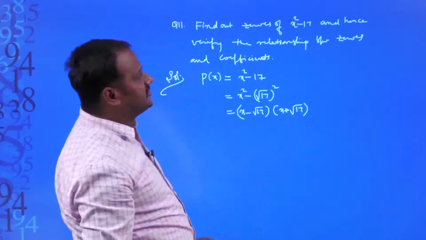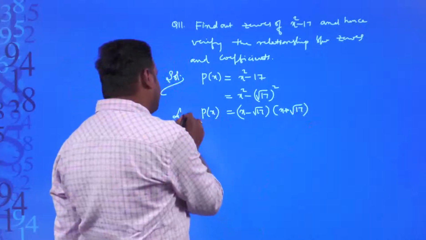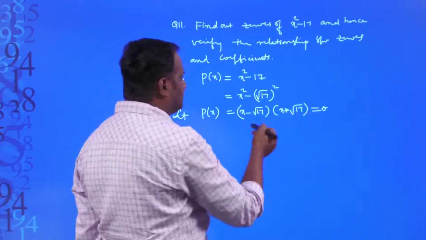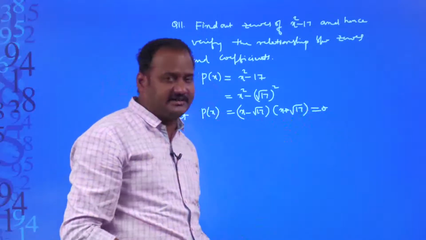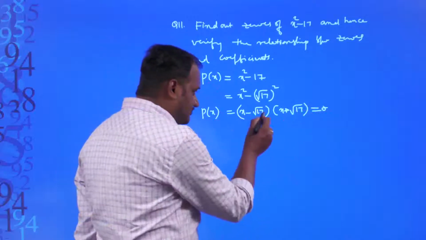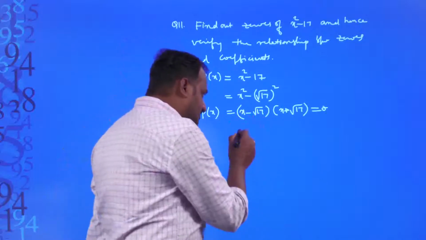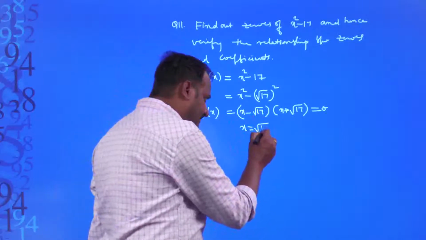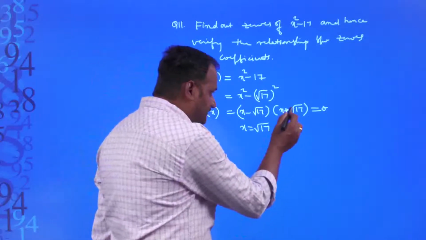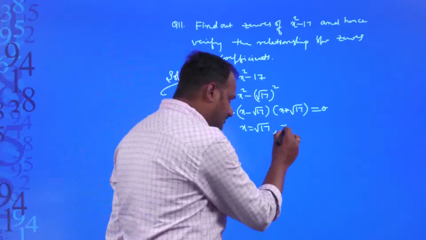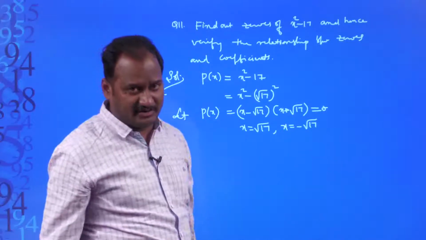Now I am going to find out zeros of the polynomial. To find out zeros of the polynomial, let p of x be equal to 0. When the product of two terms is equal to 0, either the first term is equal to 0 or the second term is equal to 0, meaning x minus root 17 equal to 0 or x plus root 17 equal to 0. If x minus root 17 equals 0, x is equal to root 17, meaning root 17 is one of the zeros. Similarly, x plus root 17 equal to 0, then x is equal to negative root 17. So I got the zeros of the polynomial.